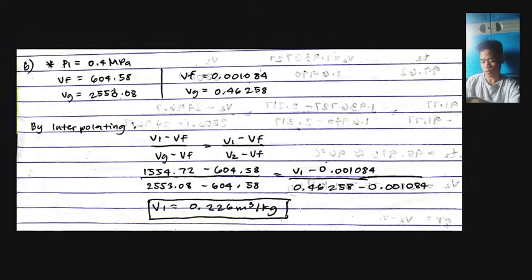And by substituting it, so it will be 1,554.72 minus 604.58 over 2,553.08 minus 604.58 equals V1 minus 0.001084 over 0.46258 minus 0.001084. And by calculating it, our V1 equals 0.226 meter cube per kilogram.